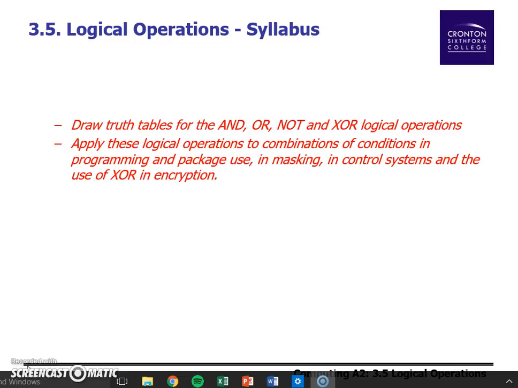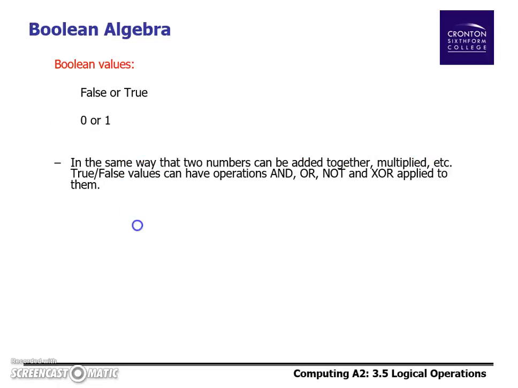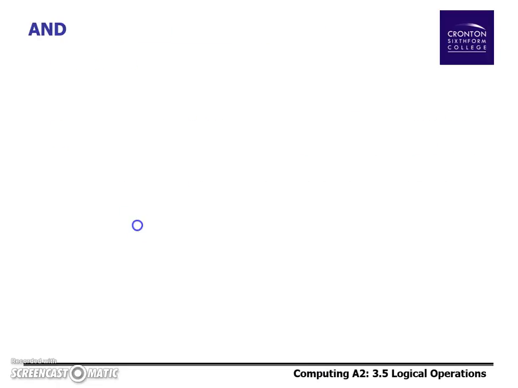So, first of all, Boolean algebra. We have Boolean values which are true or false, 0 or 1. In the same way that we can add two numbers together and multiply them, true or false values can have operations AND, OR, NOT and exclusive OR applied to them.